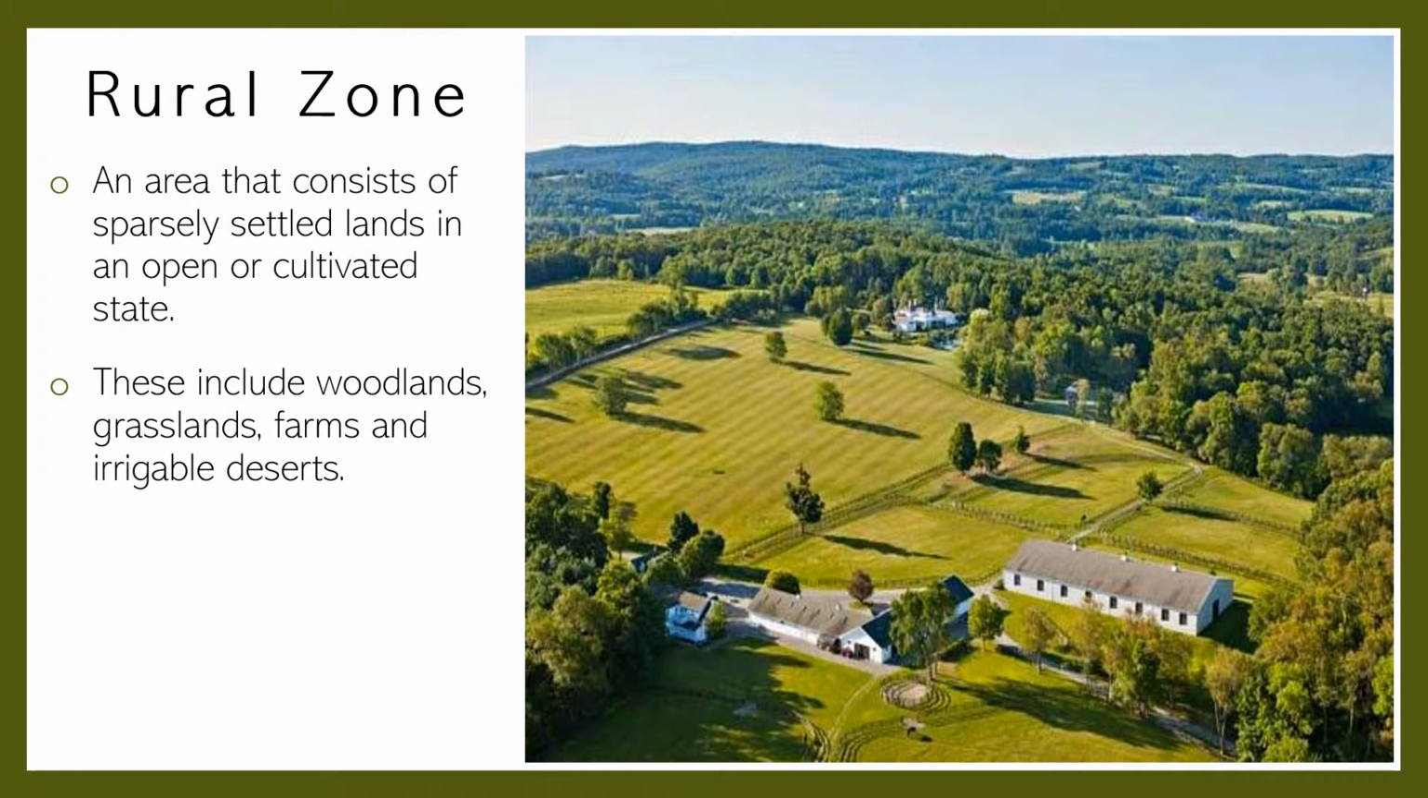The rural zone. The rural zone is an area that consists of sparsely settled lands in an open or cultivated state. These include woodlands, grasslands, farms, and irrigable deserts. It is primarily underdeveloped natural land with some homes or buildings distributed throughout. Farming towns and mountain communities are two examples for this zone.